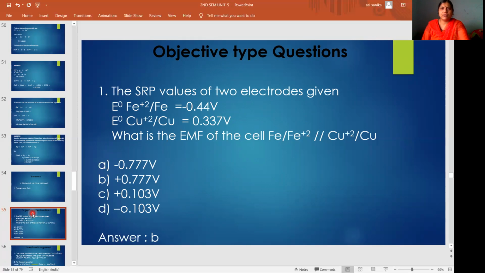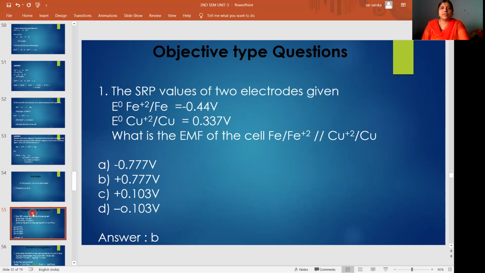Very simple. They will give the potential values and they will give the cell reaction or cell representation. By cell reaction you can identify which is anode, which is cathode, or by cell representation you can identify which is anode, which is cathode. So here identifying which is anode, which is cathode is important. Okay, so first question we'll see here.